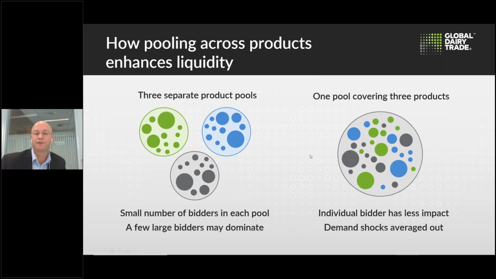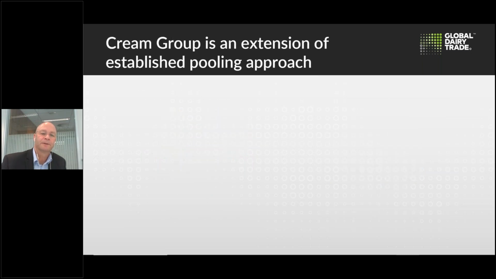And as you can see, the effect of that visually, of course, is that every bidder is now a smaller part of a much larger pool. And so individual bidders have less impact, more liquidity for them. And if you get demand shocks across individual products, then it tends to average out. So it's a way of enhancing liquidity and smoothing out the pricing process. We'll delve into this in a little bit more detail.